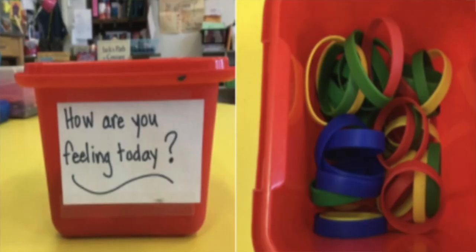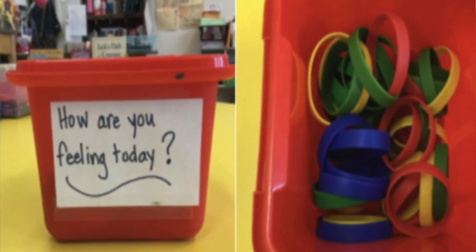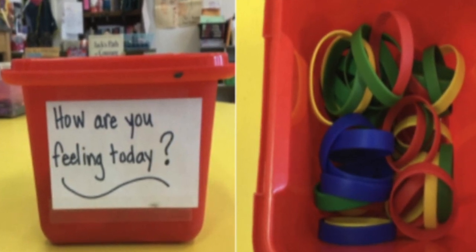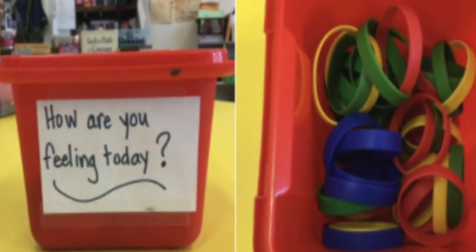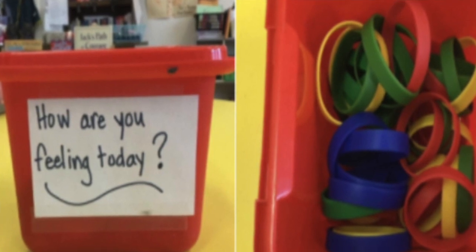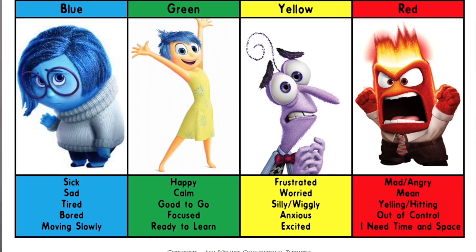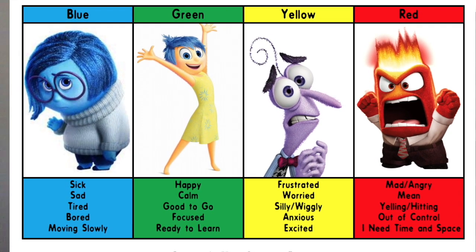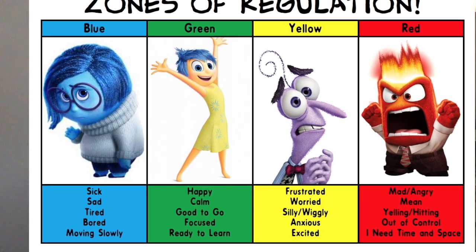And check out this idea. A classroom teacher invites her students to embrace and embody empathy every single day by using a system of colored rubber bracelets to help students identify their emotions. So every day when they enter the classroom, they choose the colored bracelet that indicates how they're feeling. Red for not okay, blue for sad, feeling down, yellow for okay, and green for good to go.